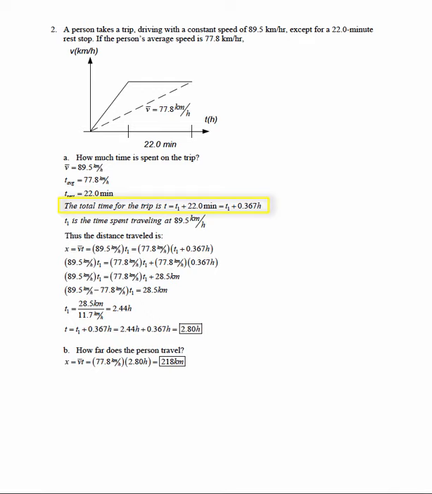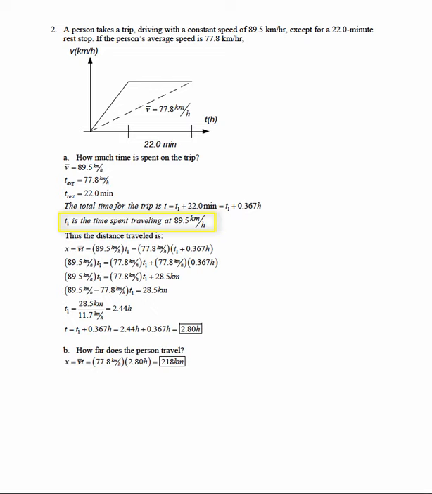So the total time for the trip then becomes T1 plus the amount for the rest stop. So T1, we convert that to hours. We end up with 0.367 hours when we convert minutes to hours. T1 then is the time spent traveling at the constant speed of 89.5.